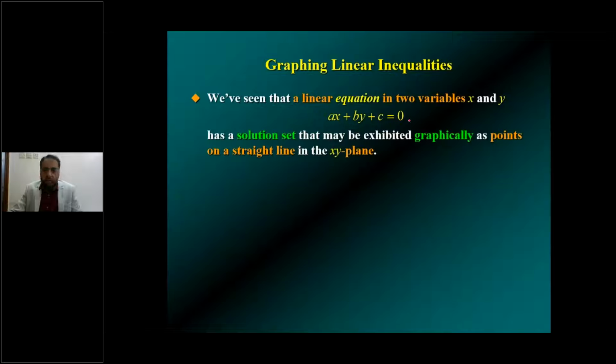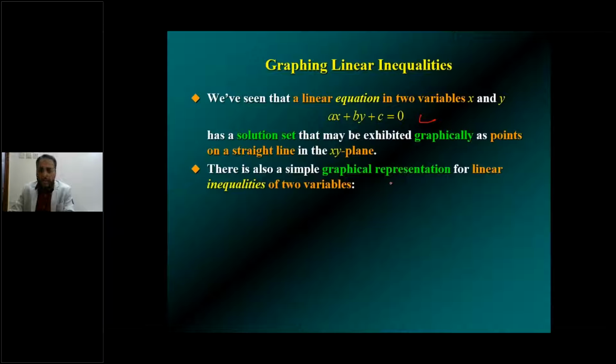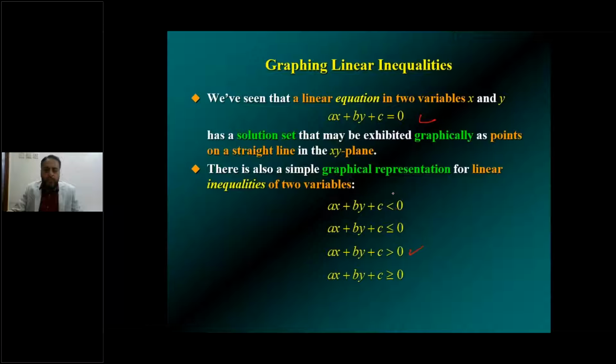This is the equation of the line ax plus by plus c, and we can draw this line graphically. We can write this line in so many ways, like strict inequalities, less than and less than or equal to, greater than and greater than or equal to. These are the equations of the line in many ways.